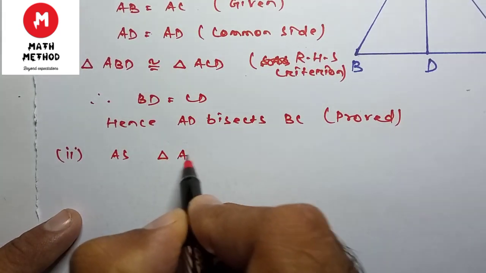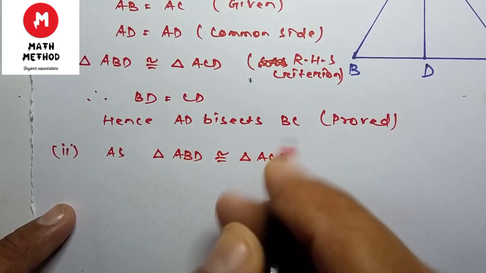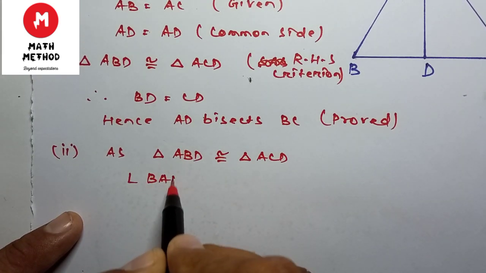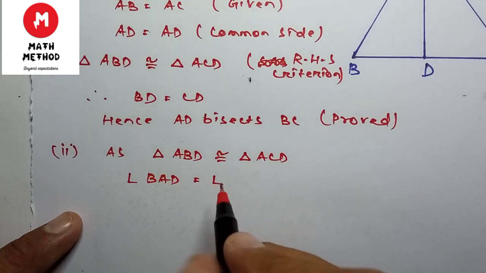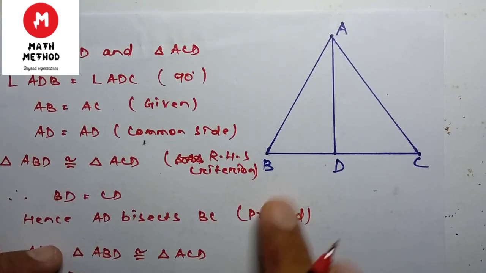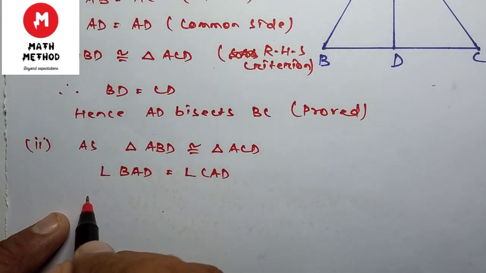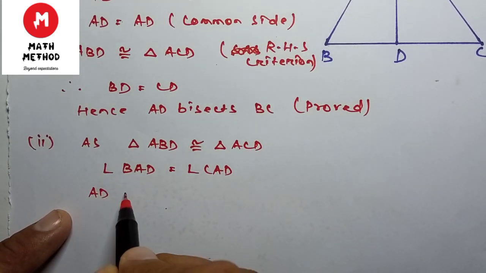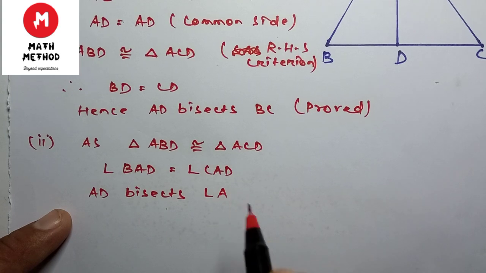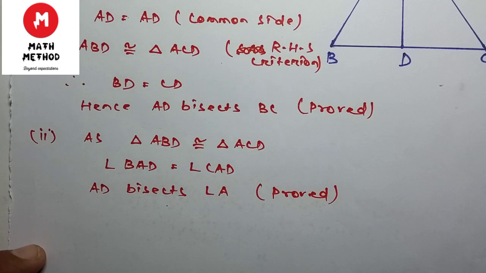As triangle ABD is congruent with triangle ACD by CPCT, angle BAD is equals to angle CAD, because BD is equal to CD, means the opposite angles are also same or equals. Therefore AD bisects angle A. This is also proved. Now question number 2 is over.